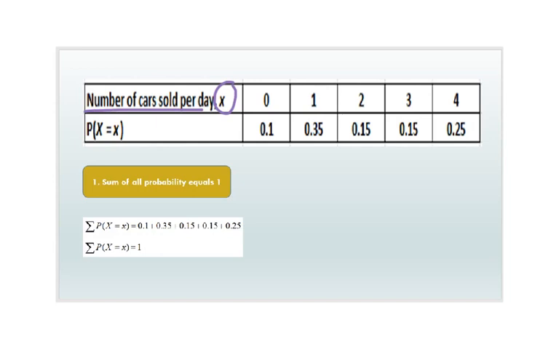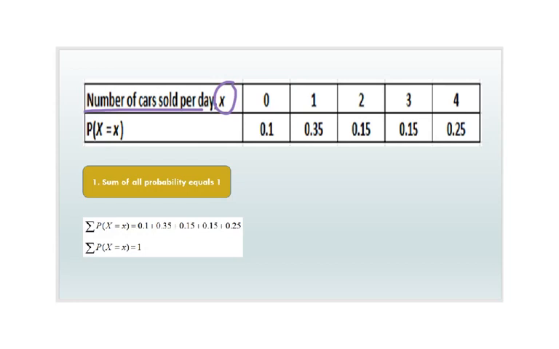Because we are counting our number of cars: 1 car, 2 cars, 3 cars sold per day. We won't have 2.3 cars or 3.4 cars sold per day. So again, our variable is the number of cars sold per day, which is a discrete variable. And the x here represents the value in our observation, or the value for our data.